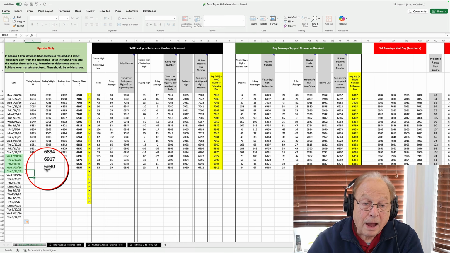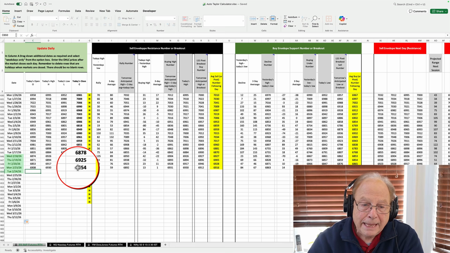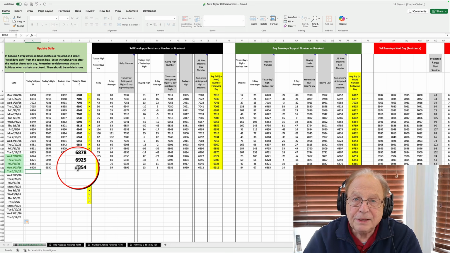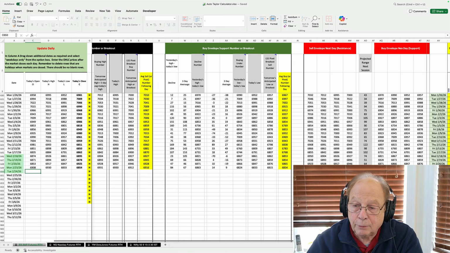date. The high is the intraday high between 9:30 and 4 p.m. The low, intraday low between 9:30 and 4 p.m. And the closing price at 4 p.m. is the opening price of the 4 p.m. candle. It's not the closing price. It's the opening price of the 4 p.m. candle. And from entering the date and the 4 columns of information, everything else is calculated out automatically.